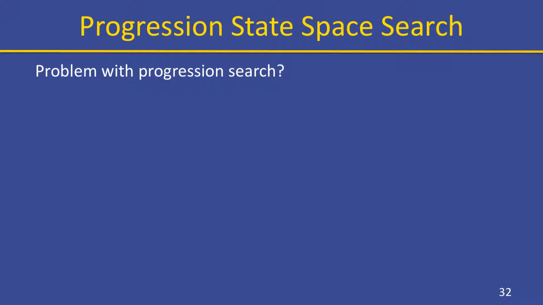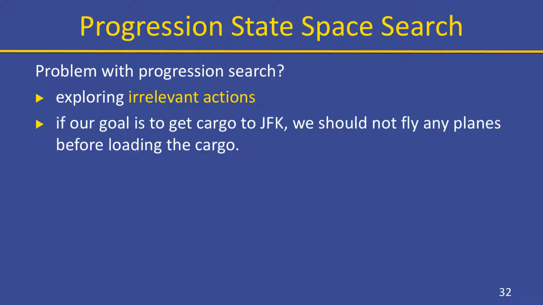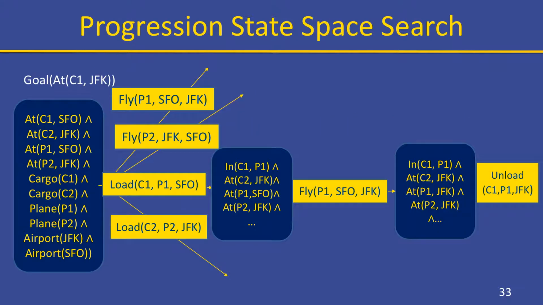And the problem here with this search is that we are really exploring some irrelevant actions. So if our goal is to get cargo to JFK, we should really not fly any planes before loading the cargo. So many of the actions in our search tree are irrelevant to our search. So the only action here that's going to get us to our goal is to load C1 on P1 at SFO.